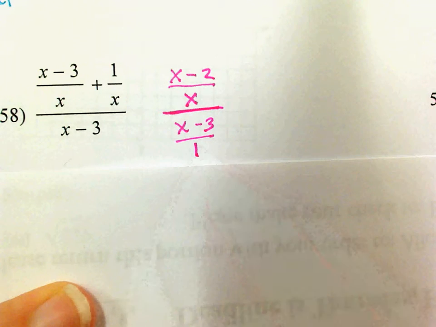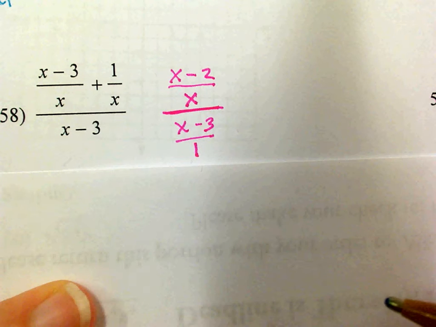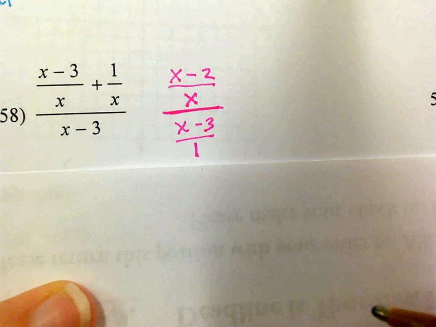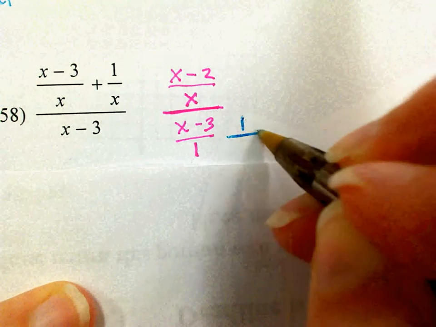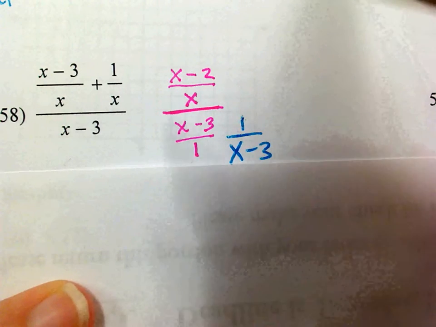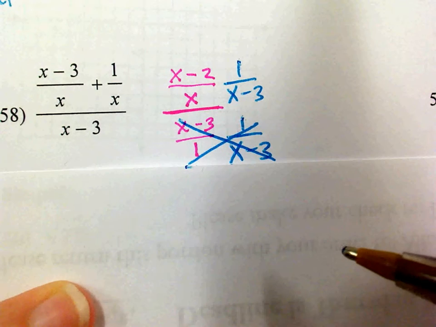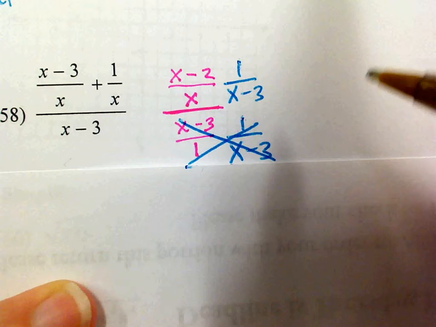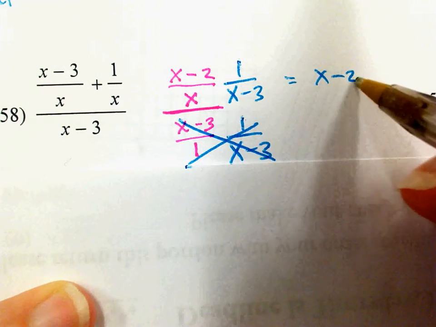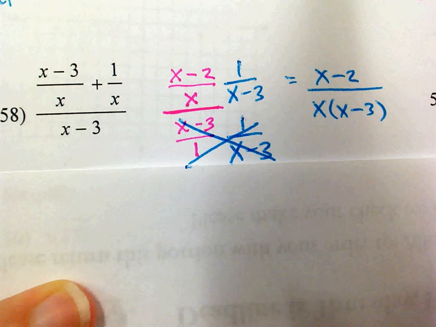And the reason I did that is because when you divide a fraction by another fraction, what do you have to do? So we flip and multiply. So 1 over x minus 3. Does anything cancel out? No. So my final answer is just going to be x minus 2 over x times x minus 3. Now you could distribute x squared minus 3x, but that's it.